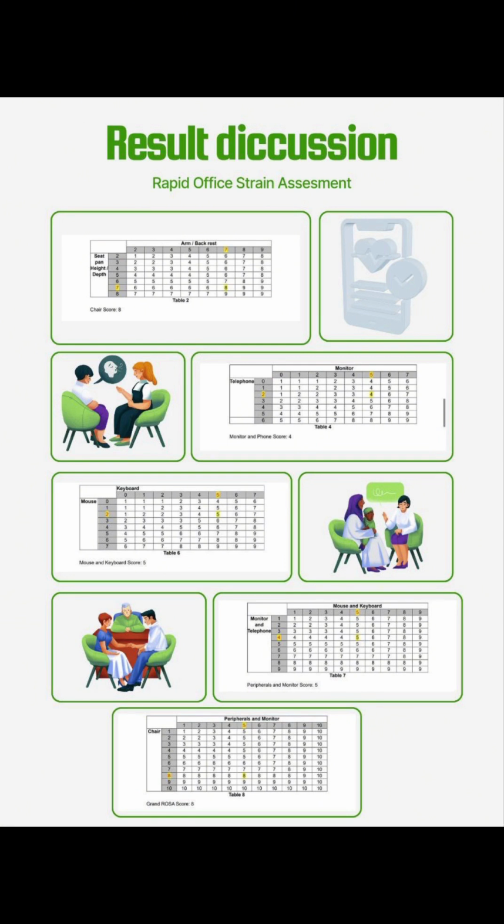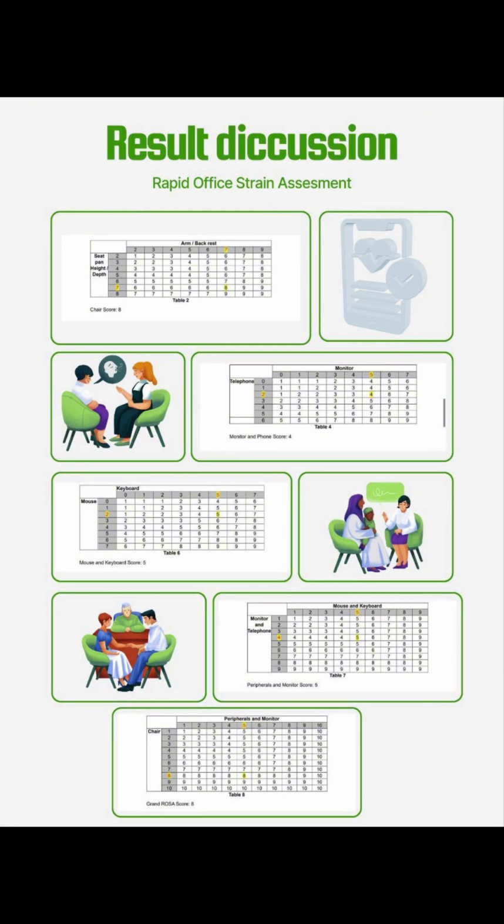Monitor and phone usage. Next, we evaluated the positioning and usage of the monitor and telephone. The monitor and phone score was 4, reflecting a moderate risk level. This may be due to monitor height or frequent neck rotation while using the phone, which can lead to upper body strain.